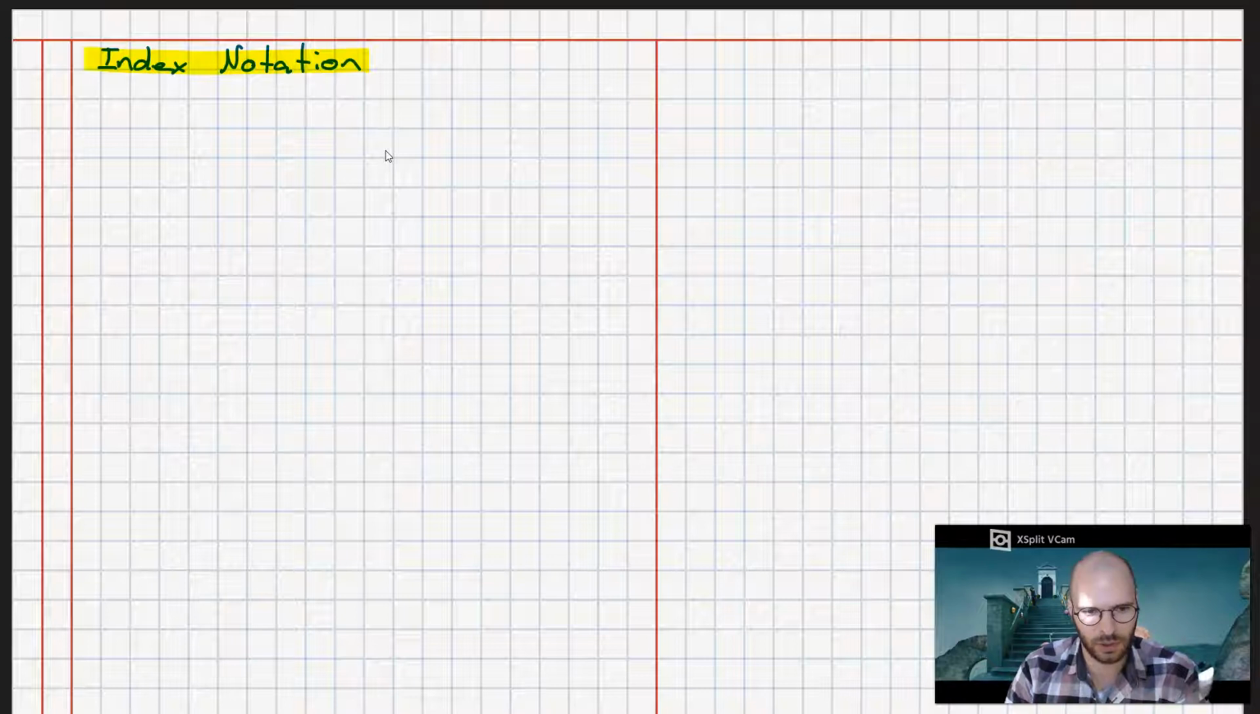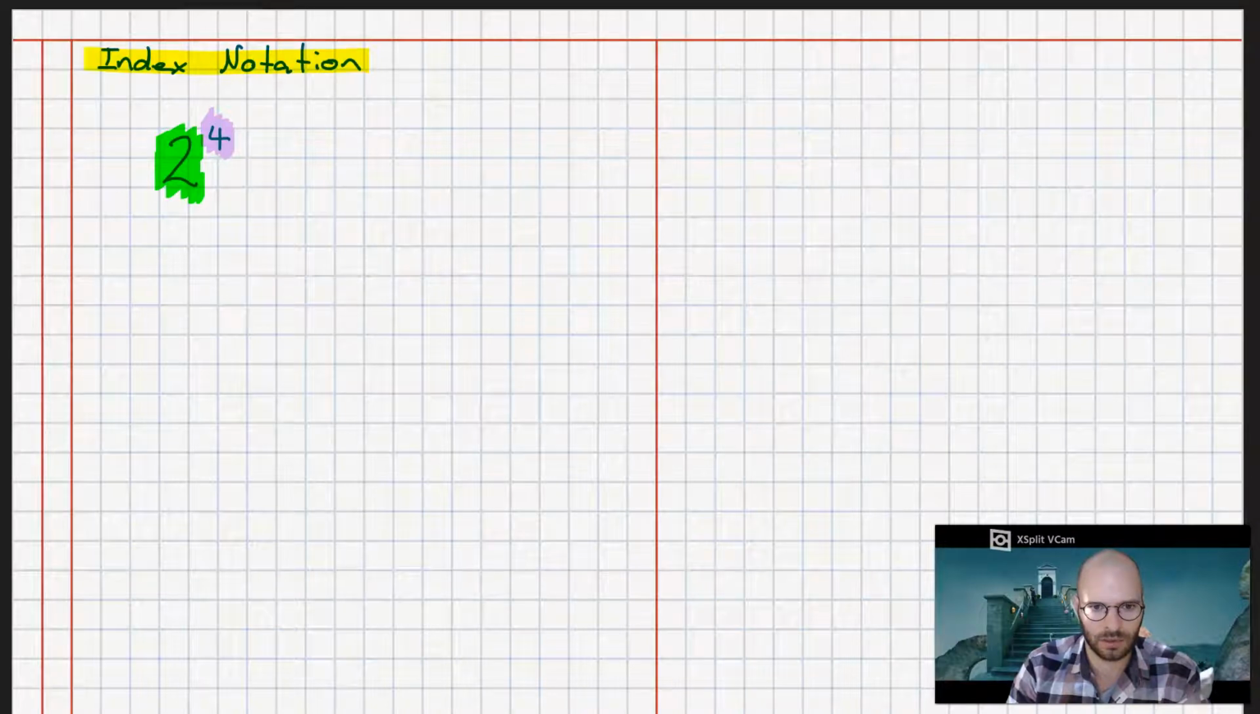Now firstly we ask ourselves, what is an index? The best way to start is to lead by example. So we'll go 2, and then we'll say 2 to the power of 4. What we've got here is an expression containing indices. Now this can be broken up into two smaller components. We've got the 2 here and we've also got the 4. The names for these components are: the 2 we call the base, and the 4 we call the power, or the exponent.